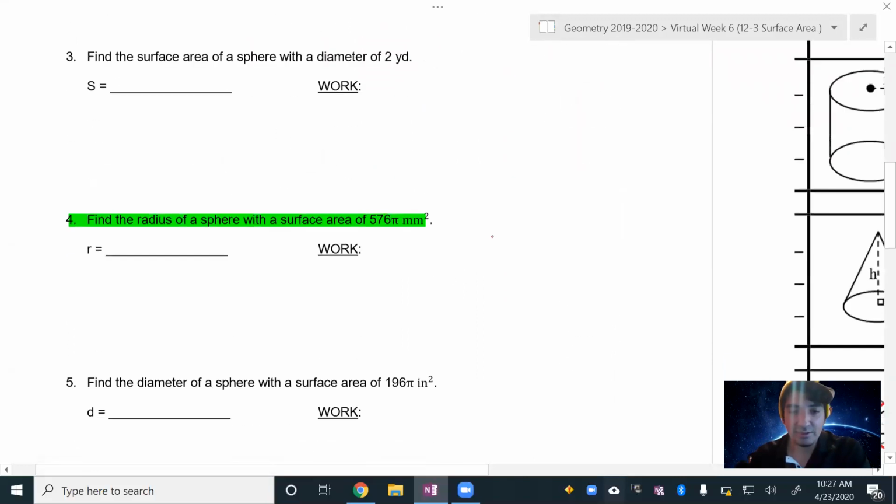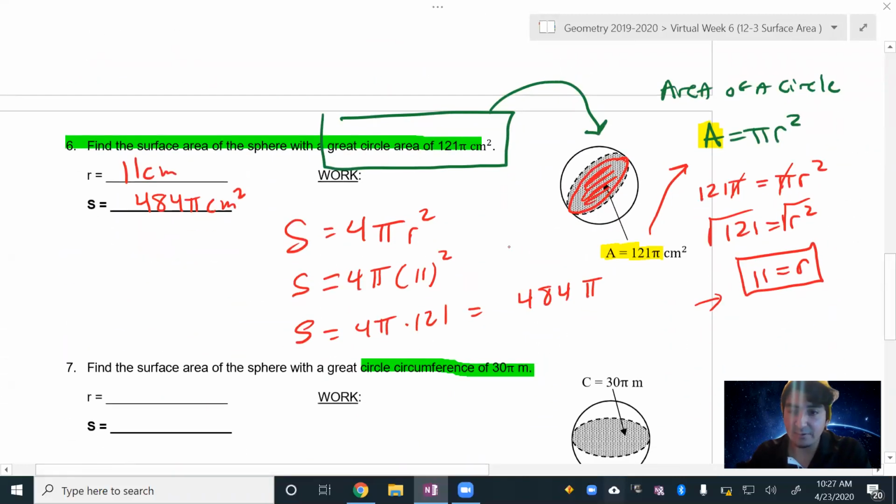So that's it for the video. Hopefully this helped you out with the great circles, the heights of the prisms, and also how to find the variables when you're given the surface area or lateral surface area of figures.